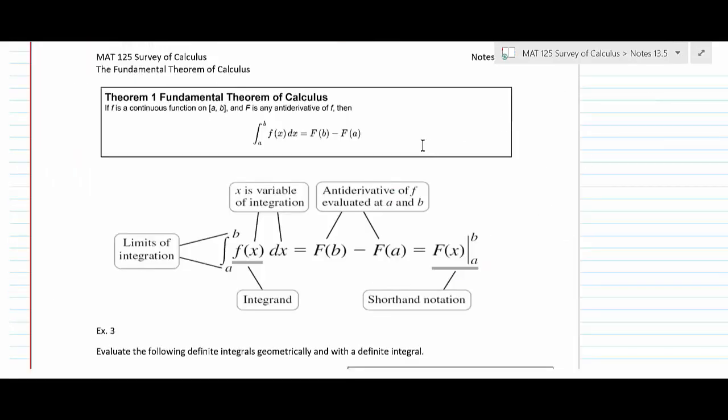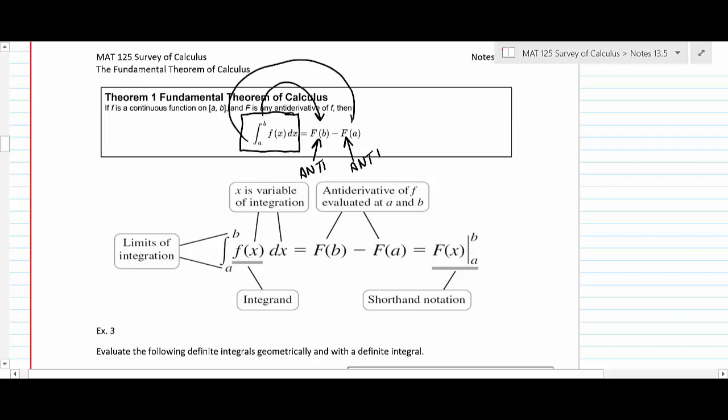Okay, so this tells you what definite integrals are and how you work them out. I'll go through enough that'll help you understand this. If you're doing a definite integral, you do the antiderivative. Remember, the capital F stands for the antiderivative. Then you evaluate the upper limit, you evaluate the lower limit, and then you subtract.